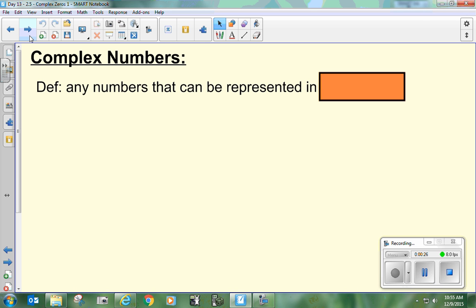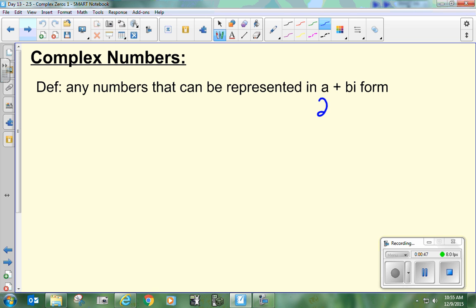So, first let's determine what a complex number is. Okay? The definition is any number that can be represented in a plus bi form. Now, a is a regular number, b is a regular number, and then they have that i there for imaginary. So this could be 2 plus 3i. It could be 6 minus 11i, whatever.